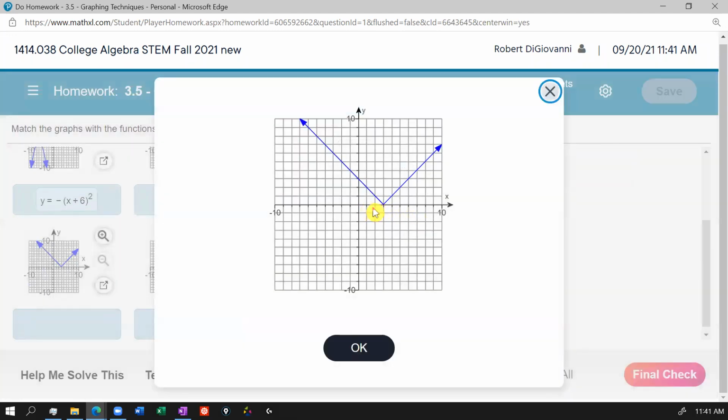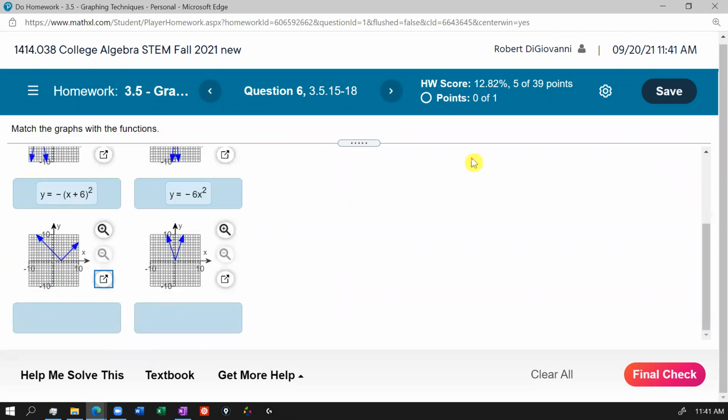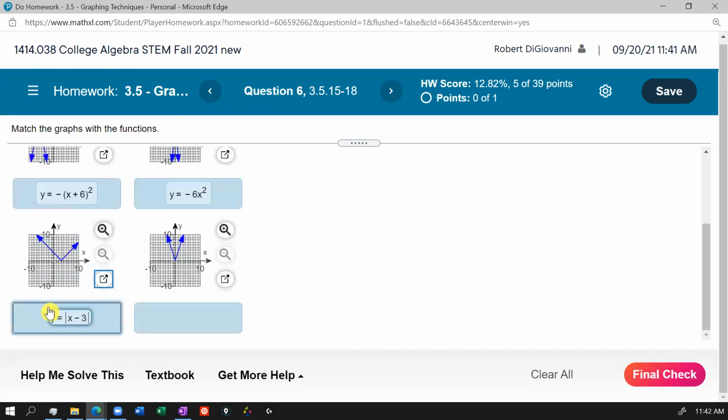Another absolute value, 1, 2, 3 to the right, which means we're going to subtract 3, and it's the regular old subtract 3 on that. So absolute value, subtract 3 on the inside. There we go. Subtract 3 on the inside.